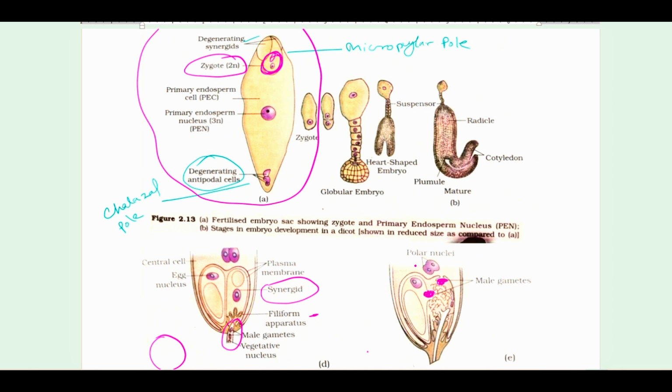In the center, you can see this prominent nucleus. This is the product of triple fusion, where two polar nuclei fused to form the secondary nucleus, and that secondary nucleus fused with the second male gamete to form PEN. PEN is primary endospermic nucleus. PEC means primary endospermic cell. PEN means primary endospermic nucleus. So this zygote in post-fertilizational events will be making the embryo, which we will be discussing in the post-fertilizational changes, whereas this PEN will be making the endosperm.